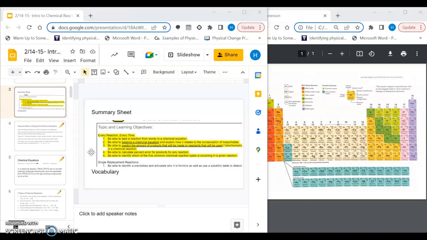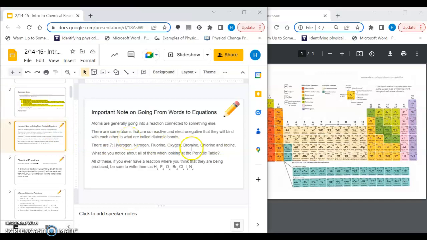And so today we're going to be working on these first 2 things. We're going to talk a little bit about how to take a reaction from words to chemical equations. We're also going to talk about how to balance a chemical equation and how that relates to the conservation of mass or matter. So the really amazing thing about chemical reactions, as we know from last semester, is that in a chemical reaction we have the same atoms and the same number of those atoms at the beginning and at the end. All we changed is how they're connected to each other. So that is what a chemical reaction is.